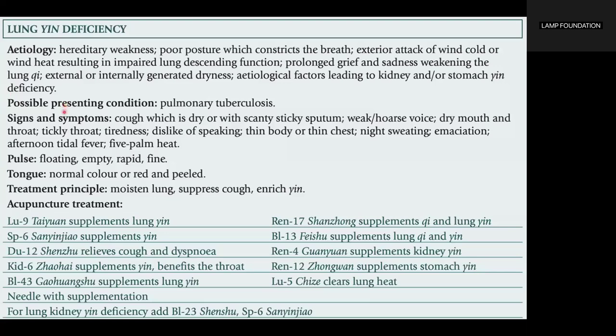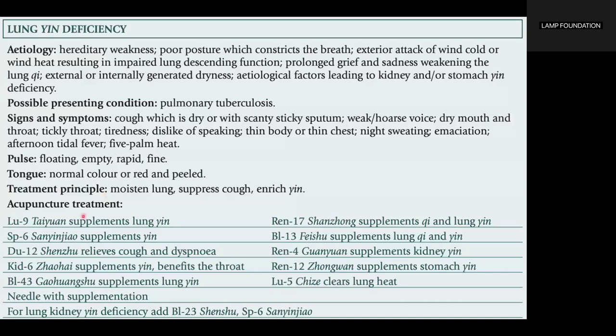Signs and symptoms: cough which is dry or with scanty sticky sputum, weak hoarse voice, dry mouth and throat, tickly throat, tiredness, dislike of speaking, thin body or thin chest, night sweating, emaciation, afternoon tidal fever, five-palm heat. Pulse is floating, empty, rapid, and fine. Tongue: normal color or red and peeled. Treatment principle: moisten the lung, suppress cough, and nourish the yin.